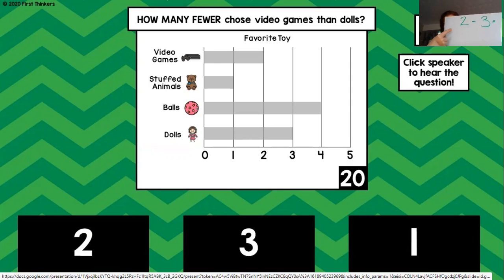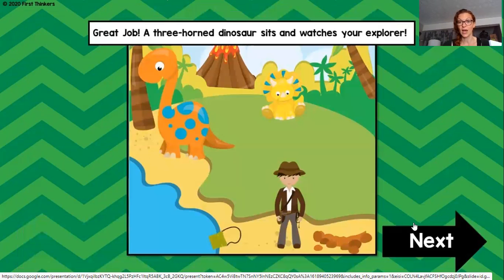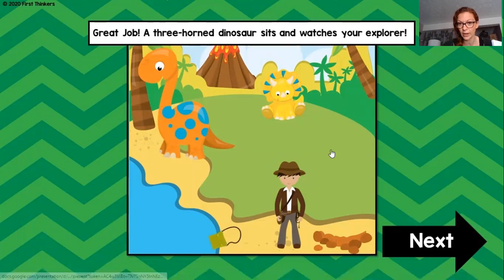Is the biggest first here? It is not. So we have to write the biggest number first and then subtract the smaller number. Is 3 minus 2? Right, 1. And that's exactly how we solved it over there. 1. Great job. A 3-horned dinosaur sits and watches your explorer.